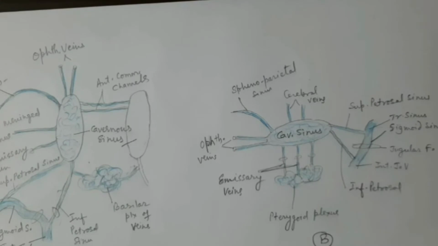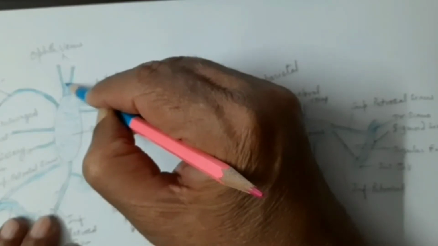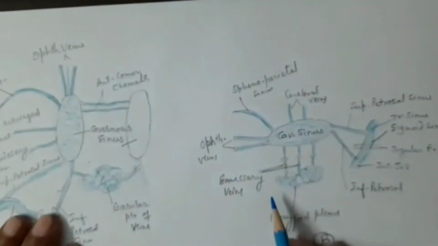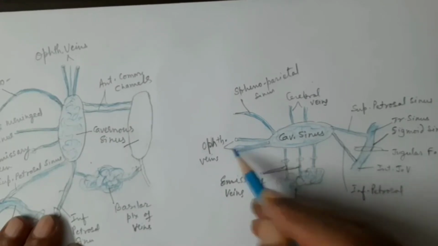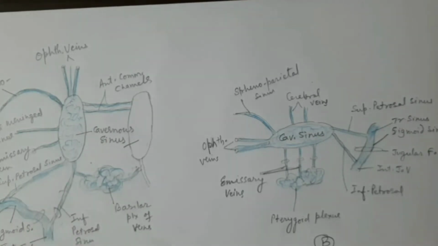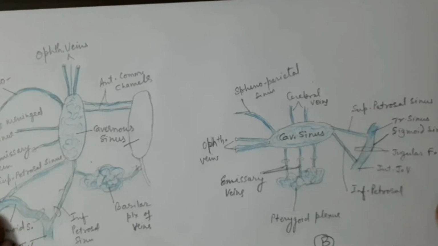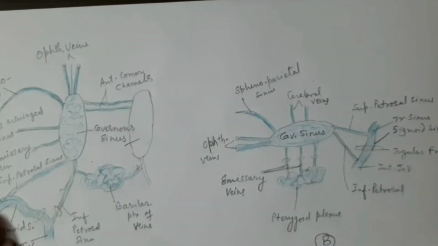Now the tributaries of the cavernous sinus, as I said: the central vein of the retina comes from the anterior side. A very thin vein will drain into the anterior end, bringing the blood from the retina. You must have heard about the central artery of the retina. Accompanying it is the central vein of the retina, which will pour its venous blood into the cavernous sinus.